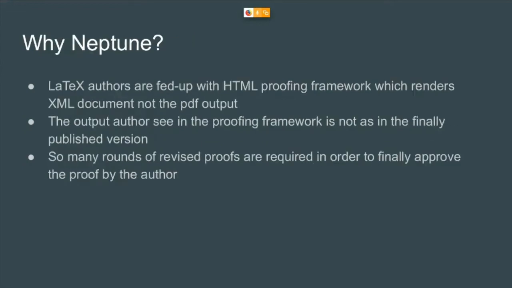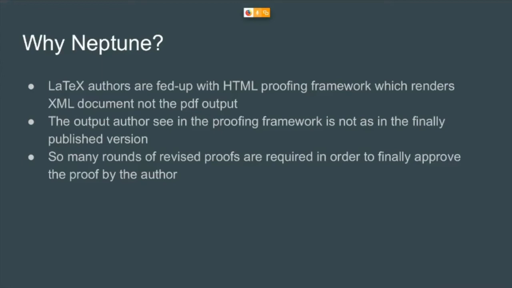The proofing stage is a very crucial stage in article publishing. Most of the proofing systems available now are based on HTML rendering, where an XML file is used to render the output and the authors have to make the corrections in the HTML page. They have no idea how the final output will appear.